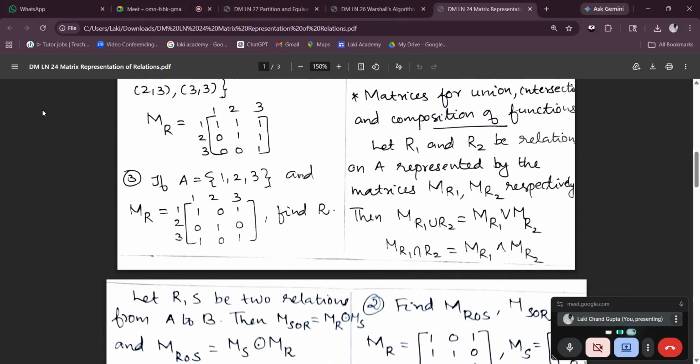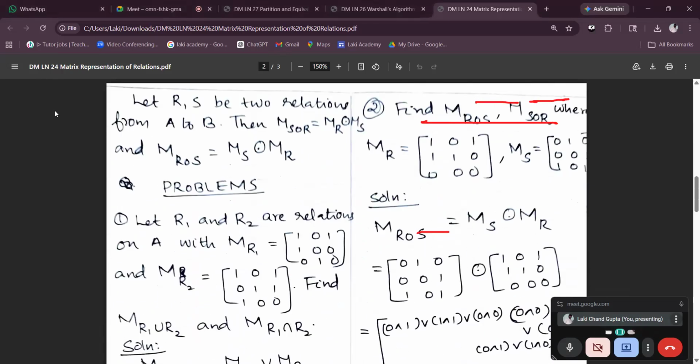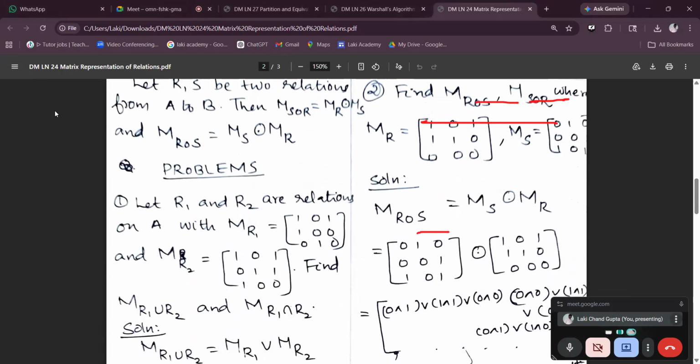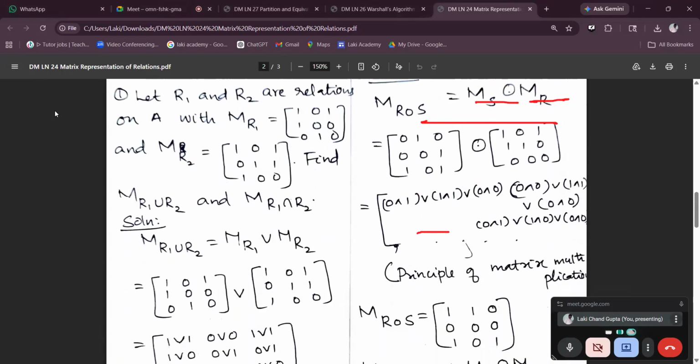Now see how to take union, intersection, composition of function. I explain this directly with example. Okay. This is first matrix, this is second matrix. You have to find what? R1 union R2. So how will you take? Just 1 or 1 is 1, 1 or 0 is 1, right? So R can be represented as what?